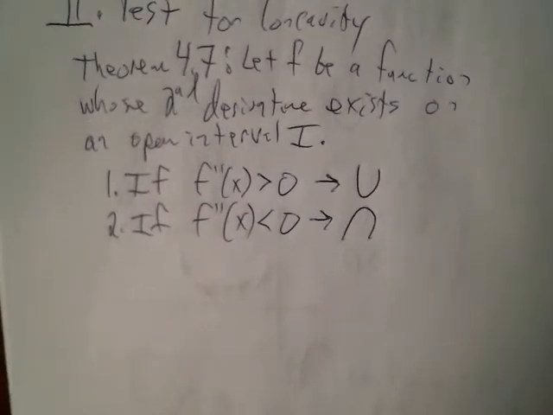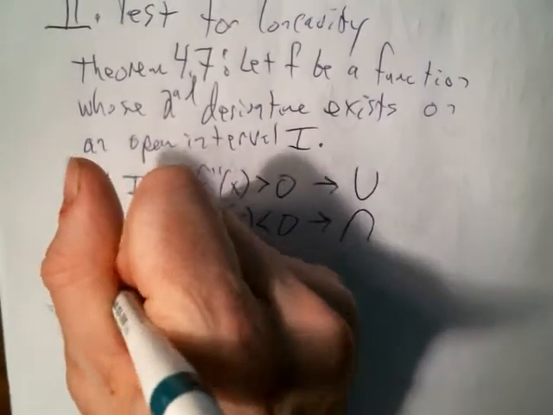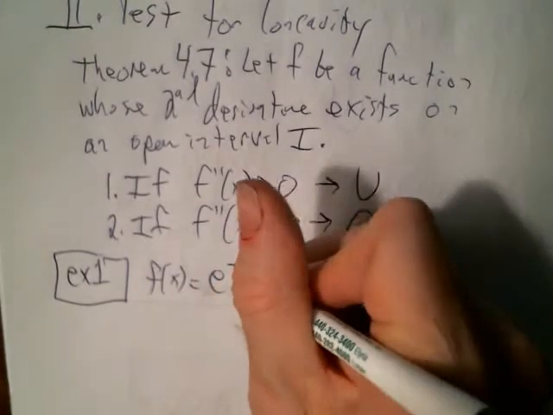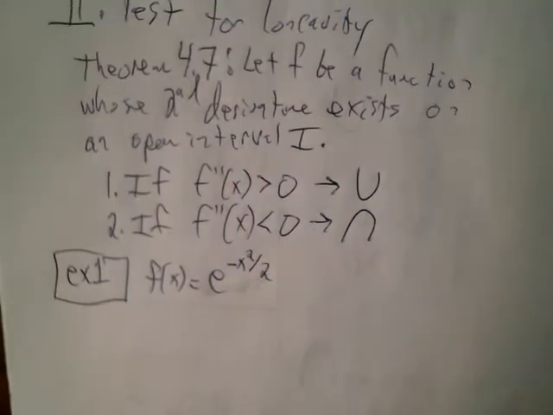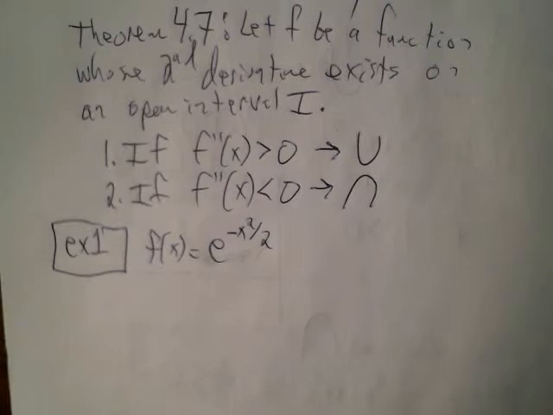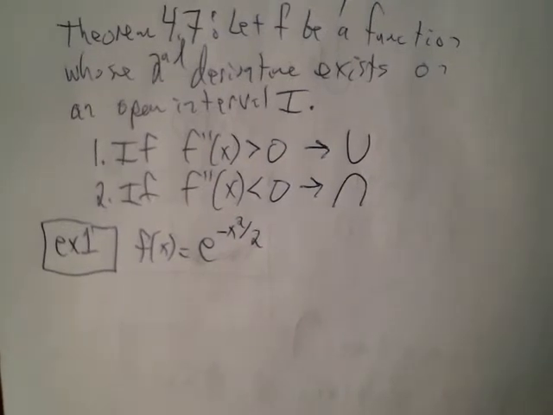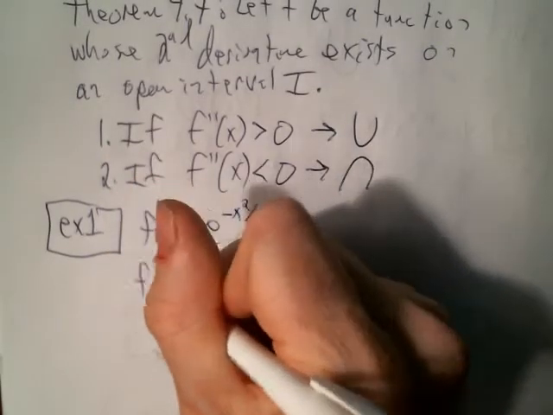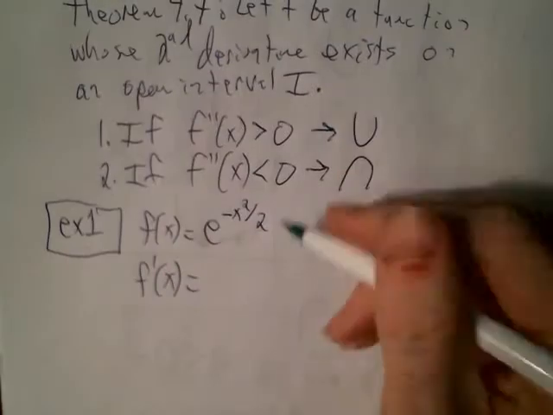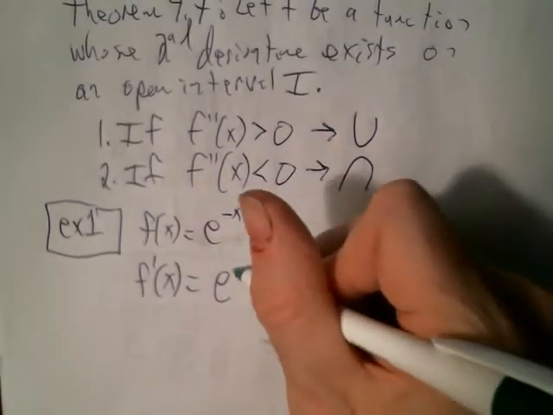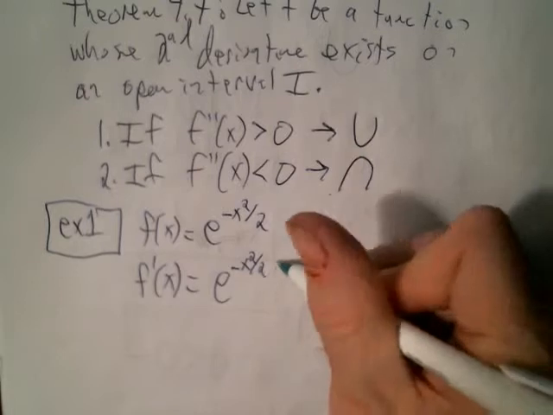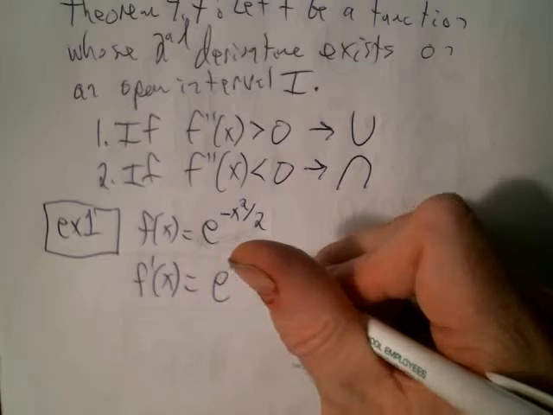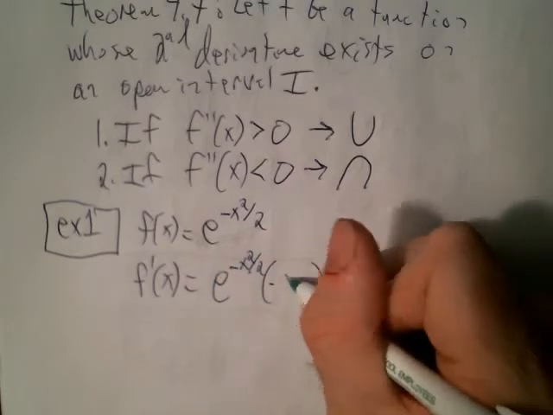Okay, so let's look at an example. Here we've got example 1 from the book. f of x equals e to the negative x squared over 2. We want to determine the intervals where it is concave up and concave down. I'm going to do a number line just like I did with the first derivative, so I'll need the second derivative first. The derivative of the exponential, you always just get the exponential right back. But in this case, you have to multiply by the derivative of the guts. That'd be negative 2x all over 2, which is just negative x.